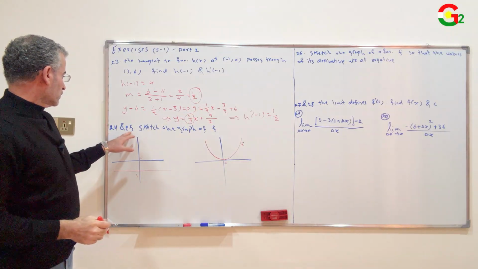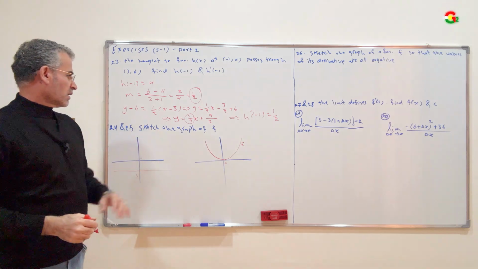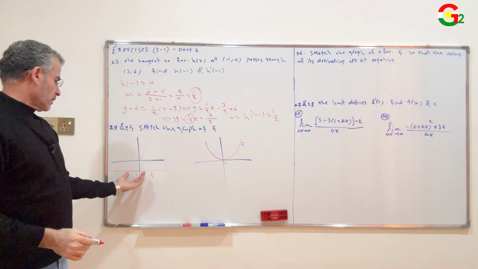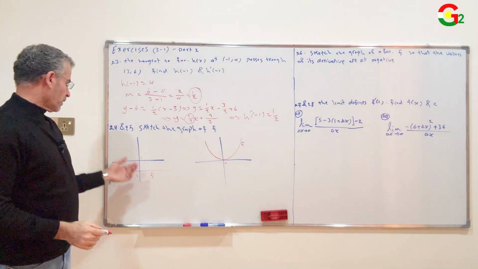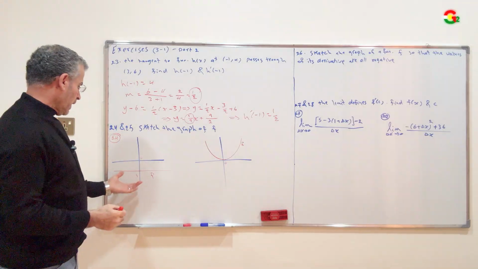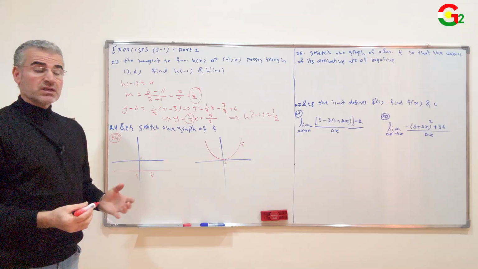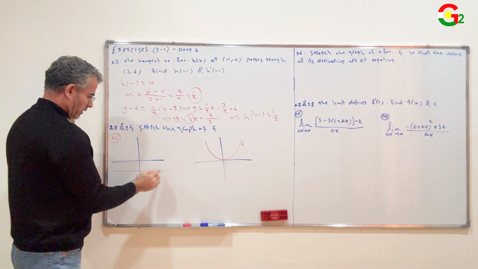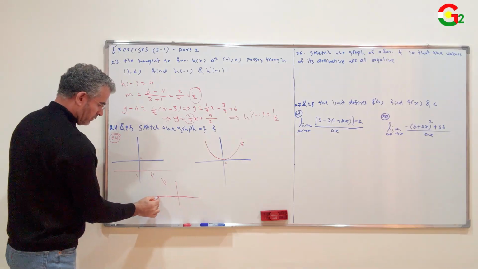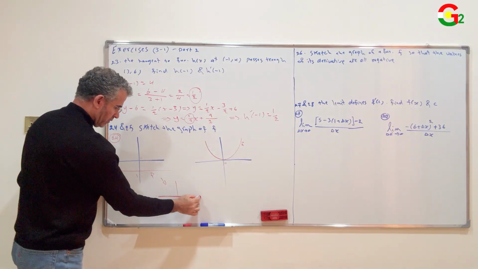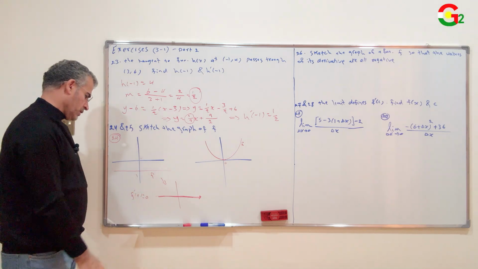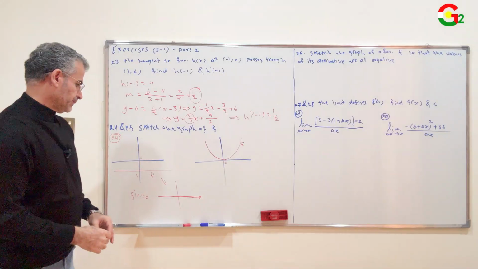Question 24, 25. Sketch the graph of the function f'(x). This is the function f(x). For question number 24, the graph has a horizontal tangent line, so its derivative is 0. Therefore, the graph of the derivative is the x-axis, f'(x) equals 0, or y equals 0.